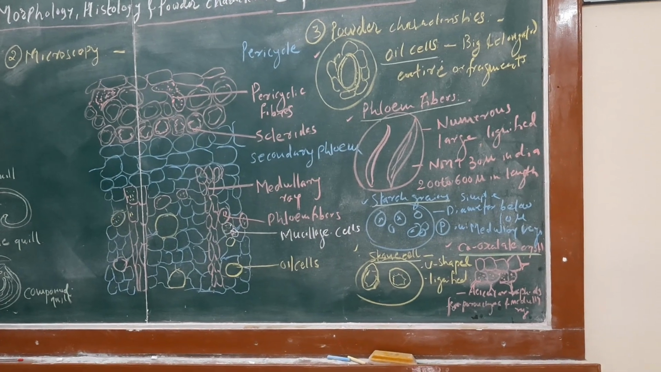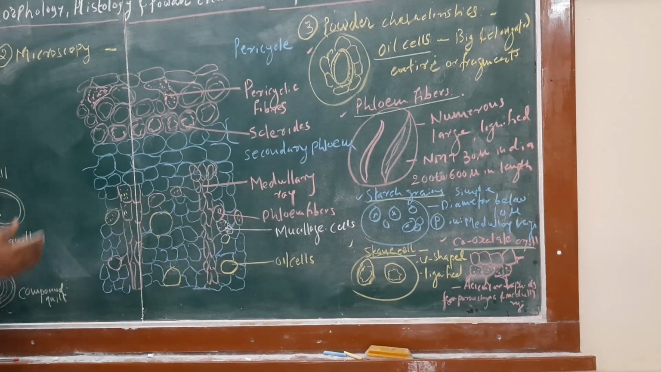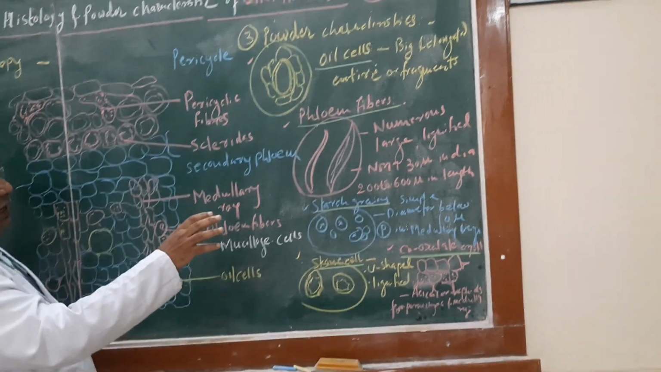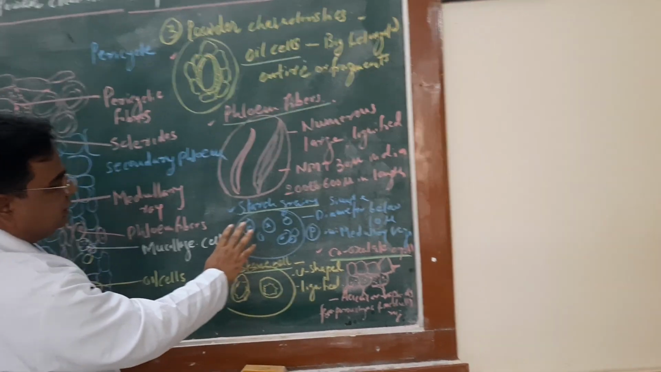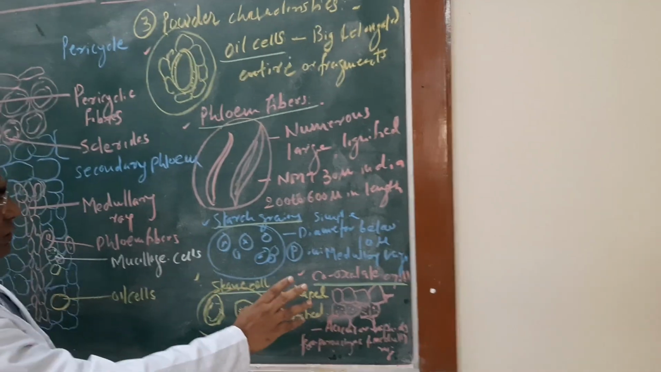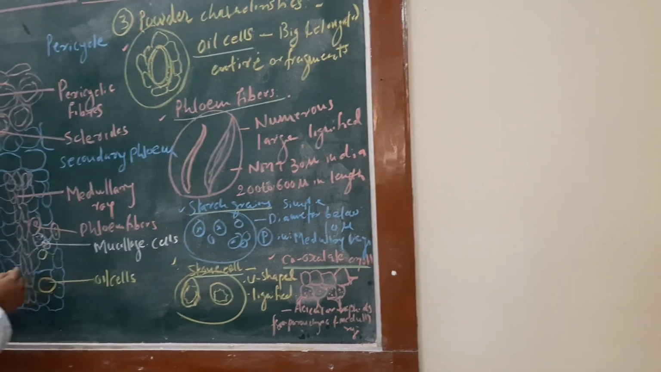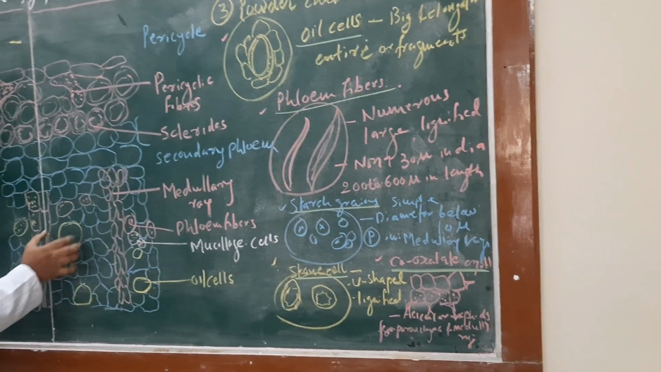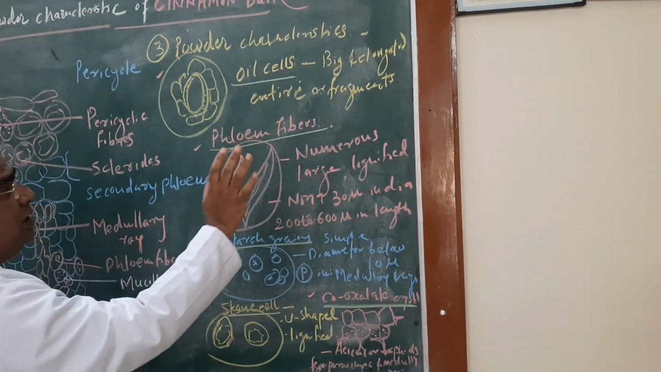Okay, these are using different staining agents. Now come to the powder characteristics. It mainly consists of oil cells, phloem fibers, starch grains, calcium oxalate crystals and stone cells. Oil cells are particularly prominent here. These oil cells are big, elongated and entire or fragments.